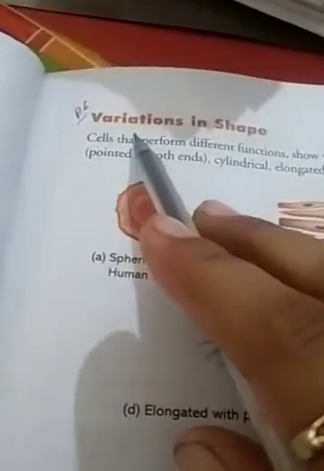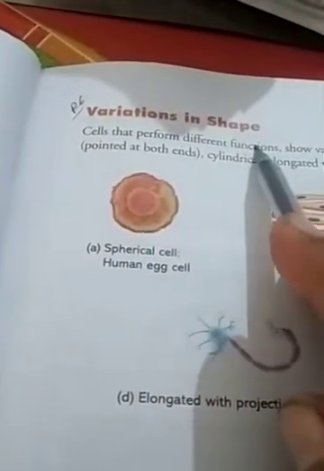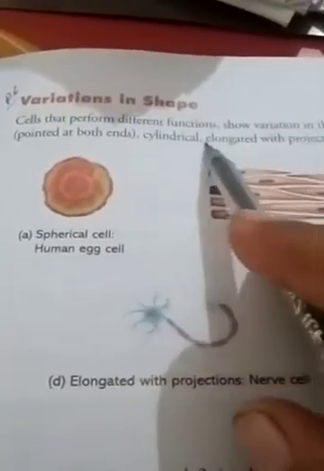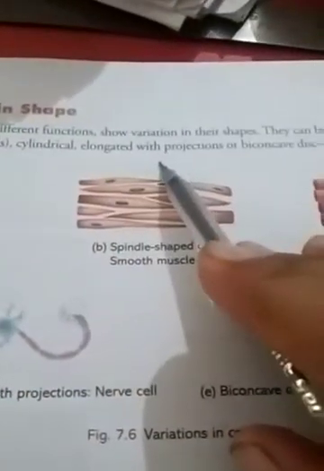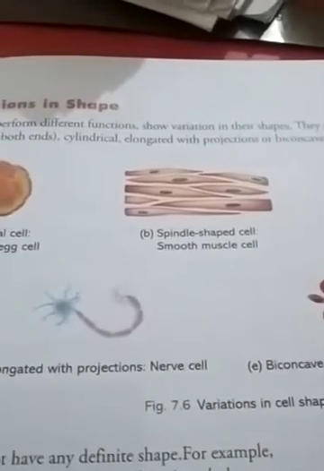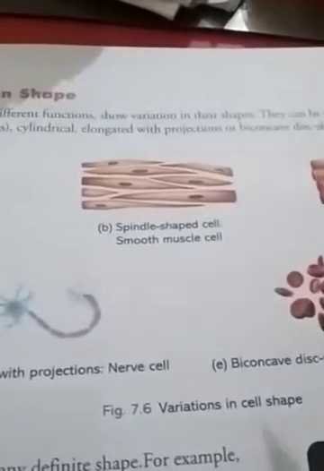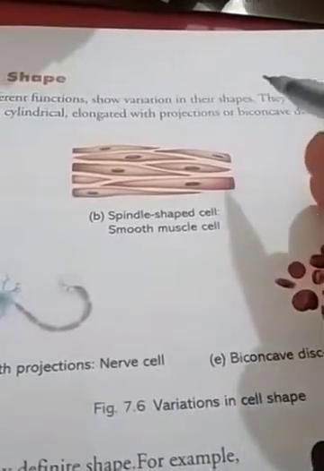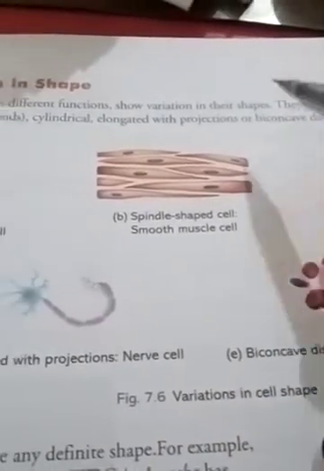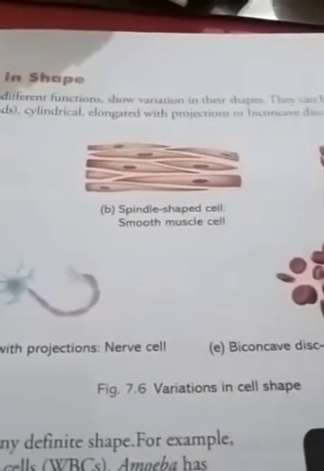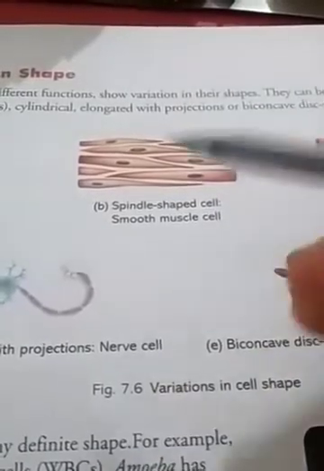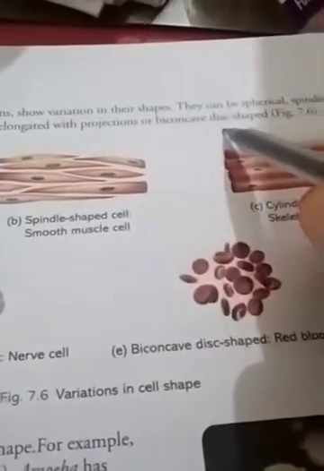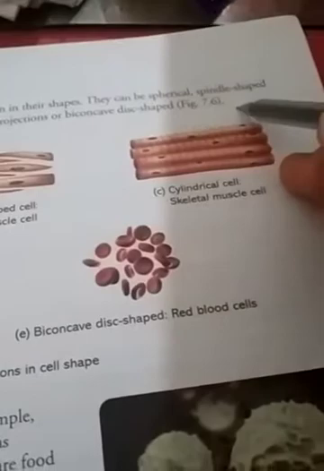Now we read about the variation in shape of cells. Cells that perform different functions show variation in their shape. As we see, they perform different functions, so they also have different shapes to perform different functions. They can be spherical, spindle shaped.